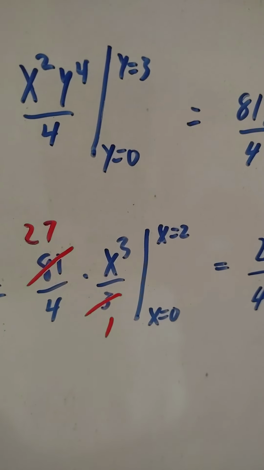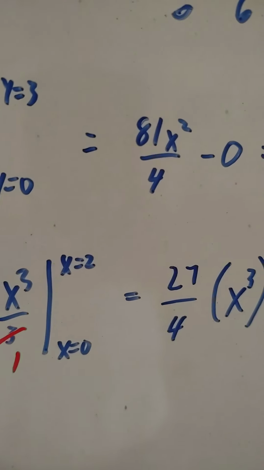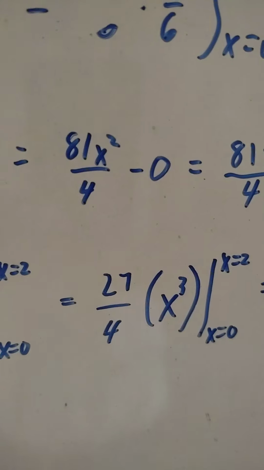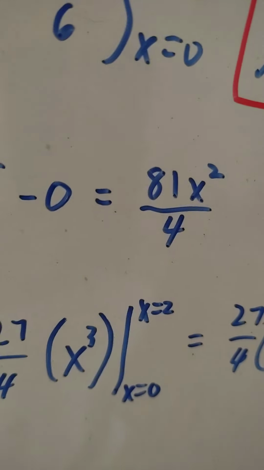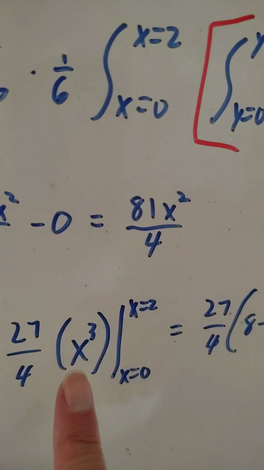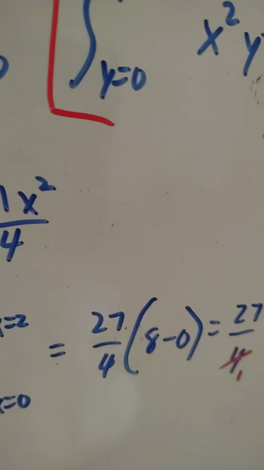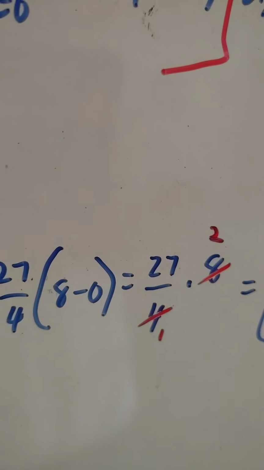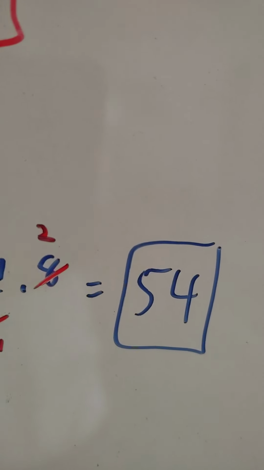Okay, and now you input x equals 2 wherever you see x's. So pulling out the 27 fourths, I'm just going to have times x cubed from 0 to 2. With the 27 fourths pulled out, you're going to get 2 cubed is 8, minus 0 cubed is 0. So it's going to be 27 fourths times the expression 8 minus 0, which is 27 fourths times 8, but 8 over 4 reduces to 2 over 1. So our final answer is 27 times 2 is 54. So that's our final answer. That is the average value.